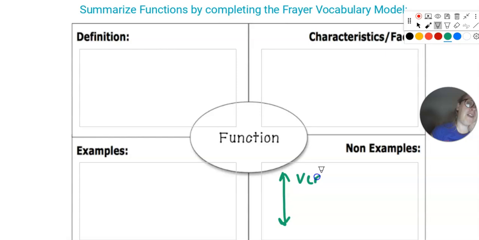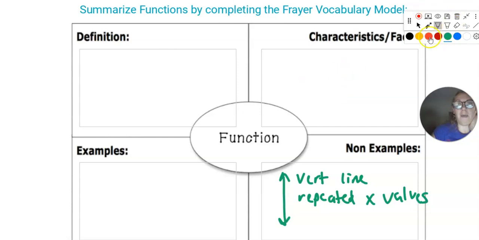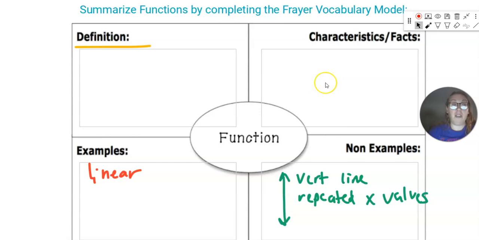So maybe you're going to write vertical line, or repeated x values, a circle, anything like that. For examples, you know, we can think of linear functions. Maybe you draw a graph or find a picture. Every x has its own y. We can think of what our definition was. So just kind of regathering any notes that you have for functions and putting it into this for yourself.